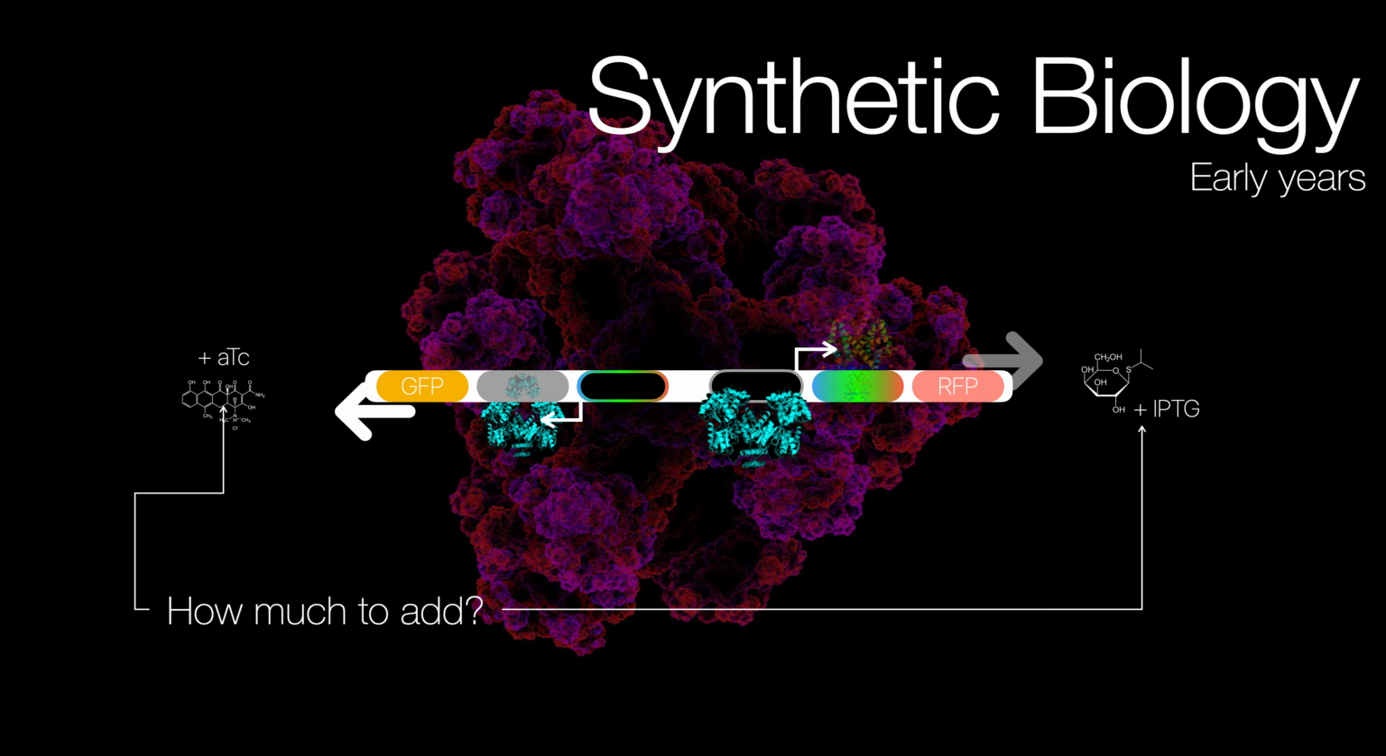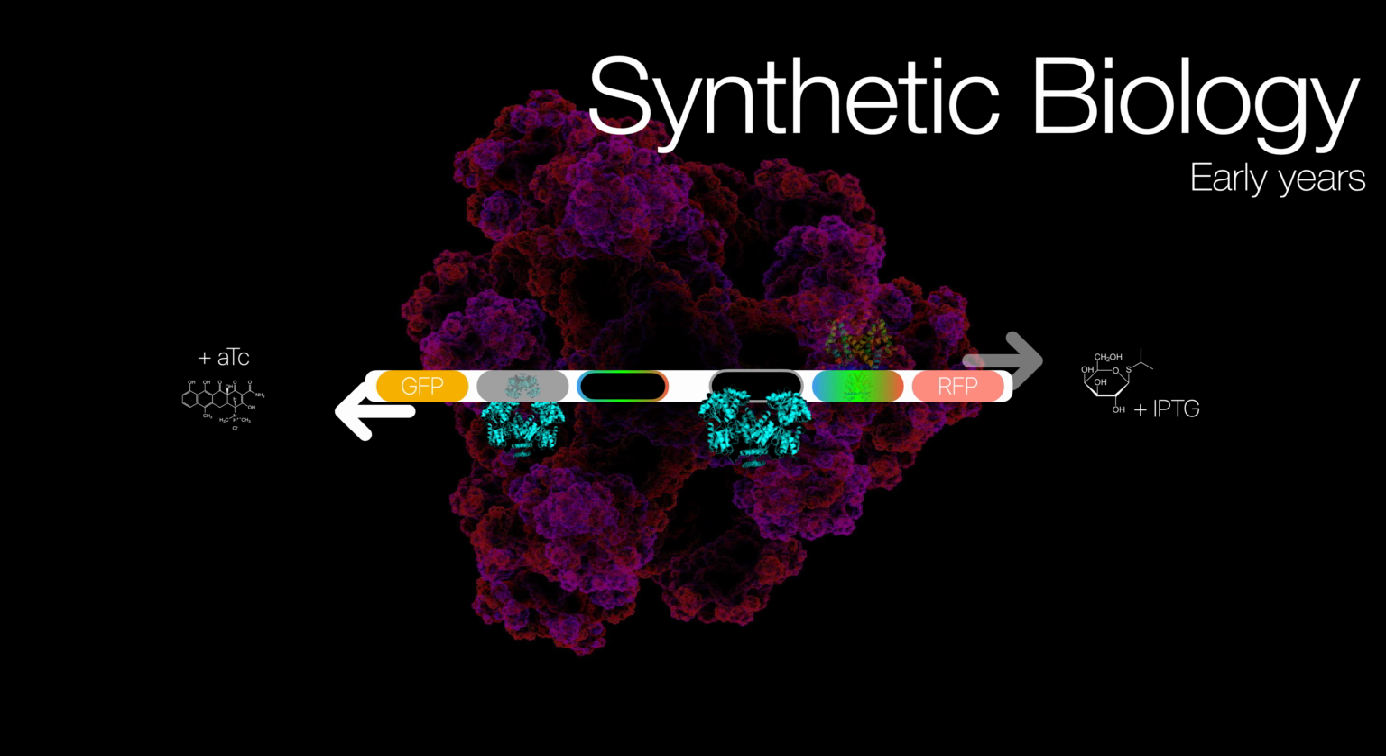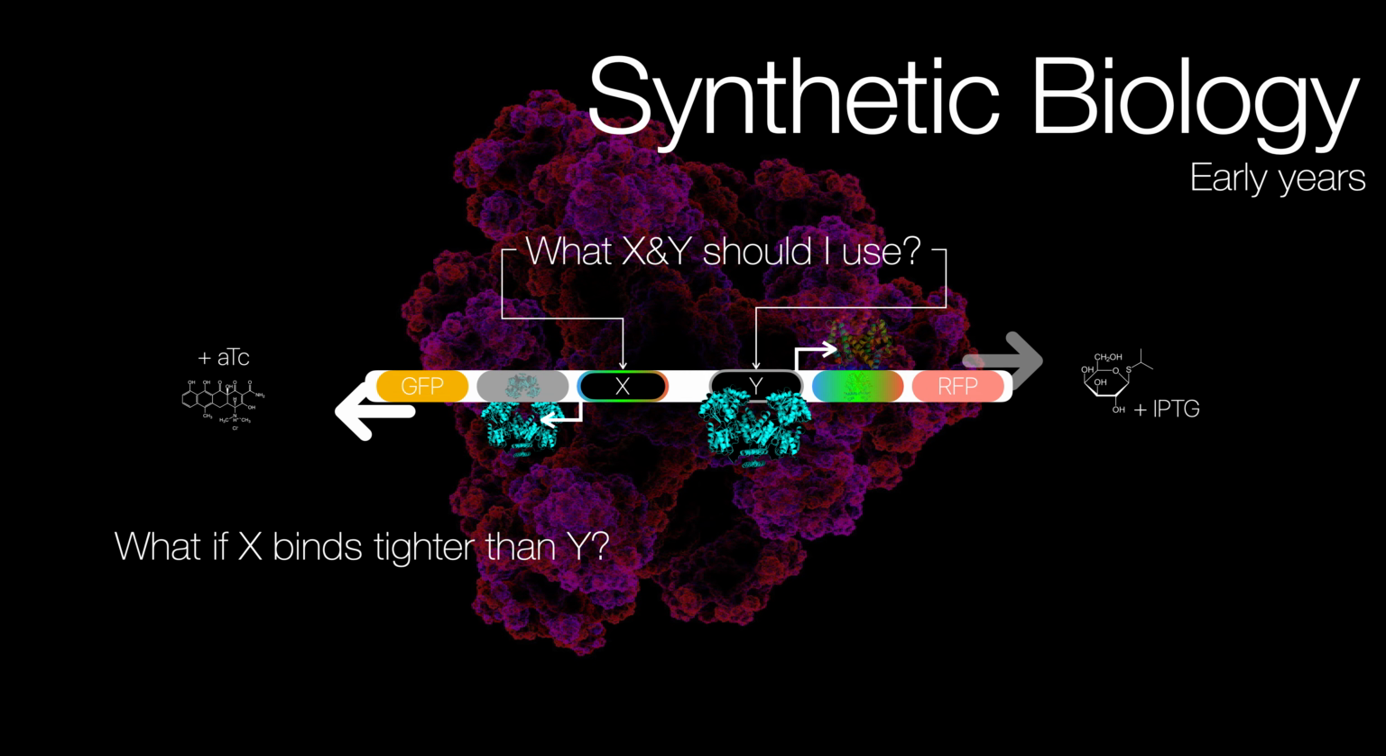Questions immediately pop up when you're designing these types of genetic circuits. How much of my chemicals do I add? Do I just dump the whole barrel in just to make sure it locks in? How would I design my repressor X and Y? What type of repressor should I use? What if X binds tighter than Y? What if X degrades faster than Y?